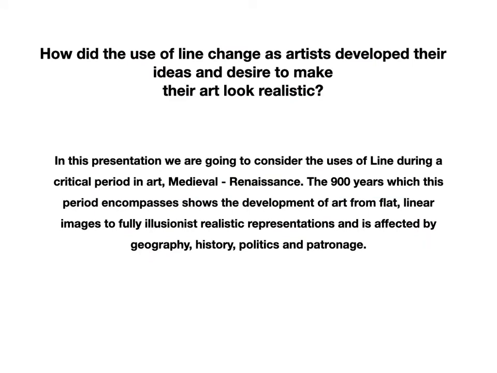So, how did the use of line change as artists developed their ideas and their desires to make their art look realistic? In this presentation, we're going to consider the uses of line during a critical period in art, the medieval to the Renaissance. This is a 900-year period which encompasses and shows the development of art from flat linear images to fully illusionistic, realistic representations. And we also see the effects of geography, history, politics, and patronage.